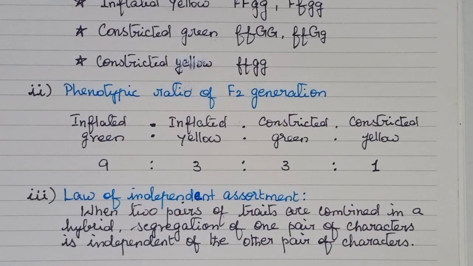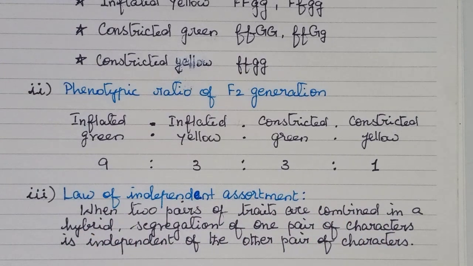The third question here is, state the generalization Mendel proposed based on this dihybrid cross. That is the law of independent assortment. When 2 pairs of traits are combined in a hybrid, segregation of one pair of characters is independent of the other pair of characters. This is the law proposed by Mendel based on his dihybrid cross.